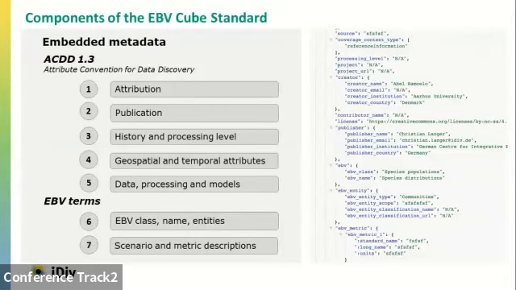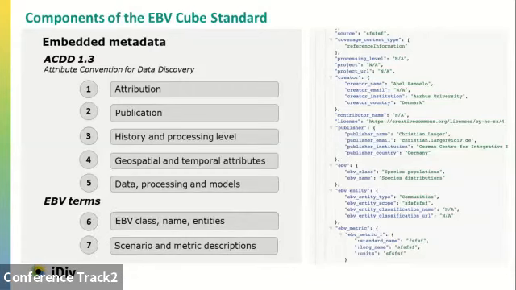A third group is about history and processing level of the data set. Fourth is about geospatial and temporal attributes. Fifth, about the data itself. So what is the data provenance? And this is one of the discussions we would like to have with you today, how to improve the description of data provenance, and also what processing has been done to the data, what models have been used, etc. And finally, those are terms that are already there in the attribute convention for data discovery. What we are doing is specifying how those terms should be filled.